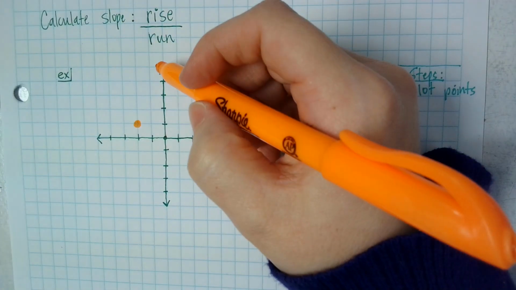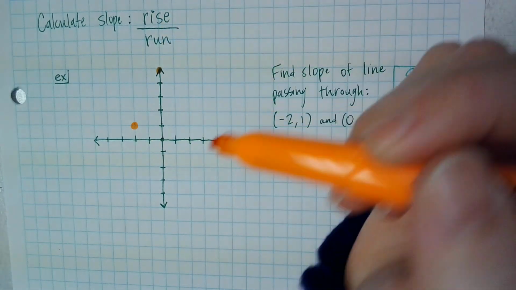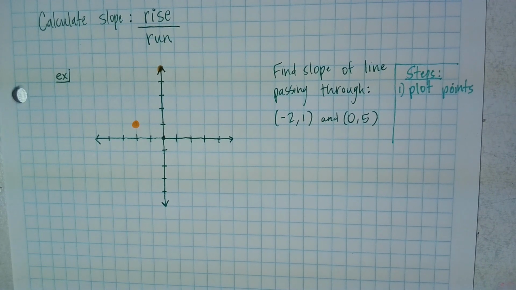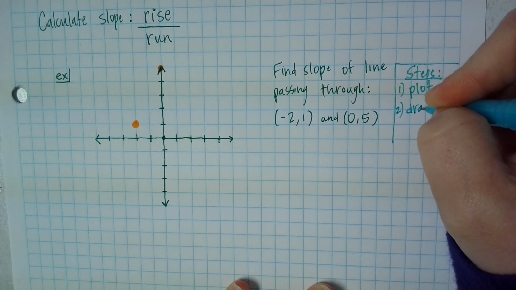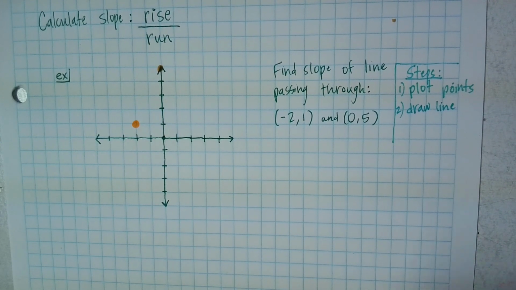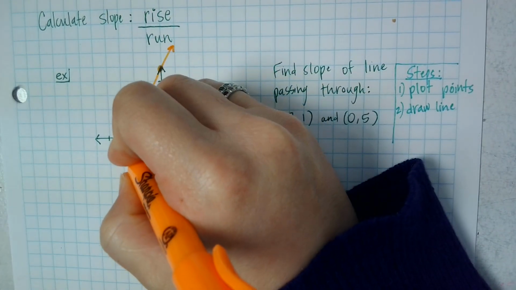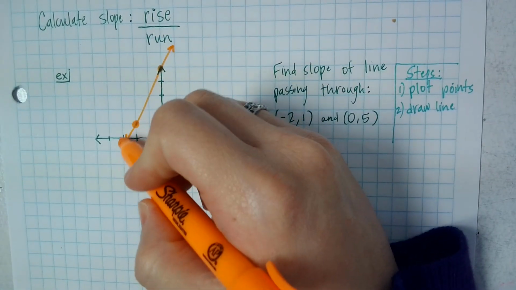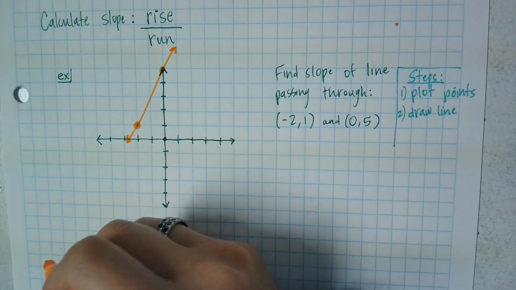The reason why I have arrows at the end of all these is we're going to assume they extend forever and ever in all directions. Okay, so first step is to plot the points. Second step is to draw our line. We are going to connect these points with a straight line. You don't have to extend it super far, but take it past the dot a little bit and throw an arrow at the end, showing that it extends forever and ever.